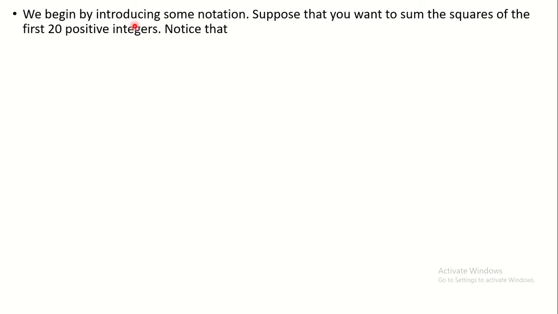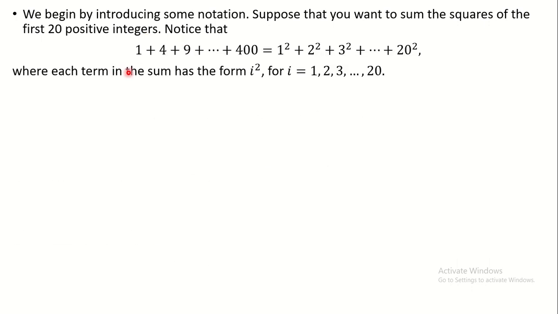So we begin by introducing sum notation. Suppose that you want to sum the squares of the first 20 positive integers. So notice that 1 plus 4 plus 9 plus ellipses plus 400 is equivalent to 1 squared plus 2 squared plus 3 squared plus up to 20 squared, where each term in the sum has the form i squared, for i is equal to 1, 2, 3, up to 20.